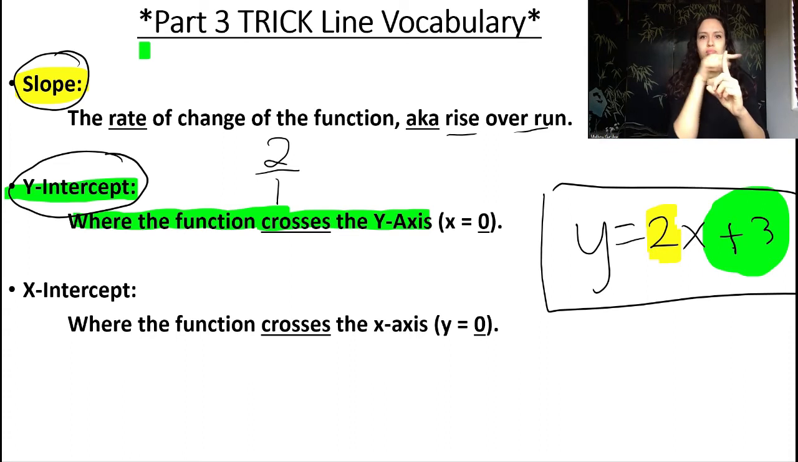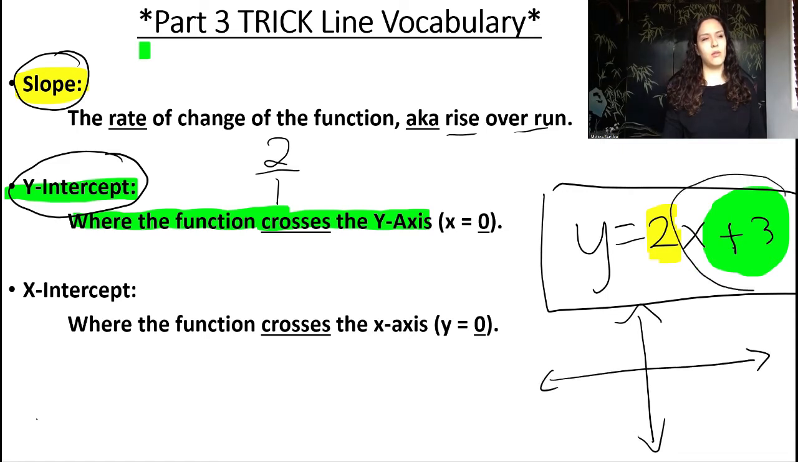The other vocabulary word you're going to need to know, but it's more for later, you don't need it for the trick. It's the opposite of the y-intercept. Like here it says it's going to cross at 3, so I can go up 3. That means whatever this line is, it's going to cross at 3 somewhere.